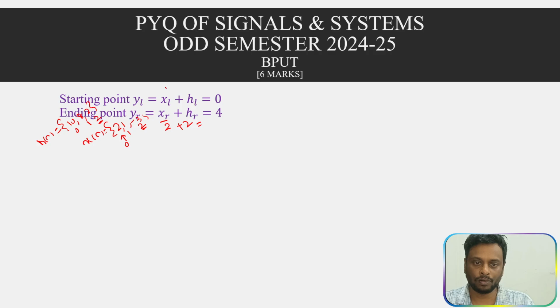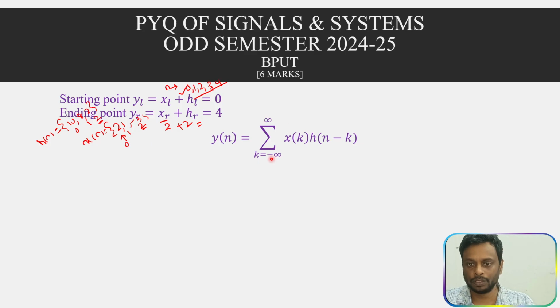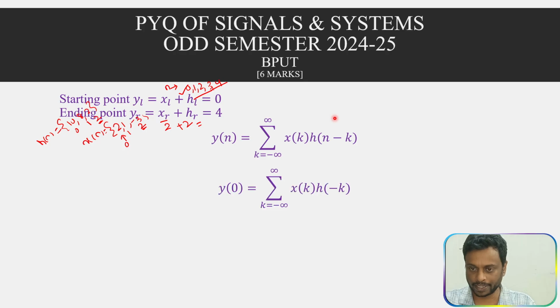So n of the output sequence will be 0, 1, 2, 3 and 4. The total length of the output sequence will be 5, so n is from 0 to 4. So we will put this in the formula. What is the formula? y of n equal to summation of k equal to minus infinity to plus infinity, x of k h of n minus k. So let us first put n equal to 0.